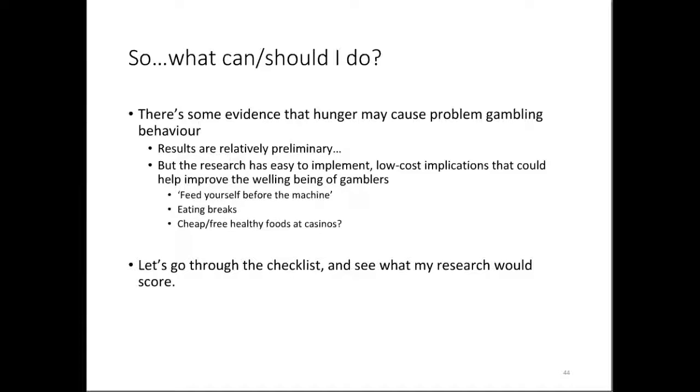So what should I be doing? The research definitely has easy to implement, low cost implications. Just tell people to feed themselves before the machine, or take eating breaks during a casino. Another implication, a policy implication, might be to regulate cheap or free healthy foods at casinos in order to help people control their gambling behavior. So what should I be doing? How far should I be going with this and what are the outcomes?